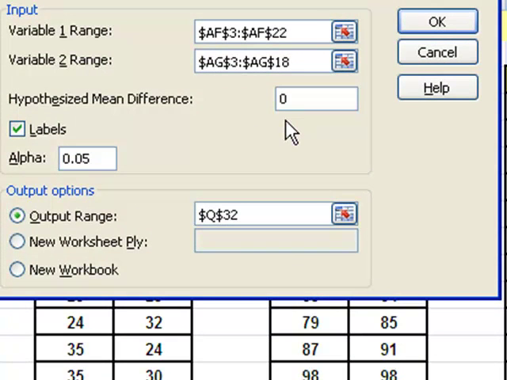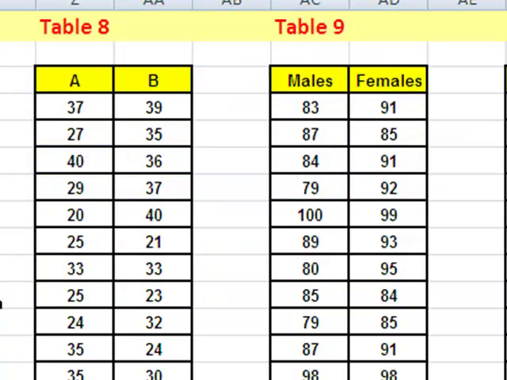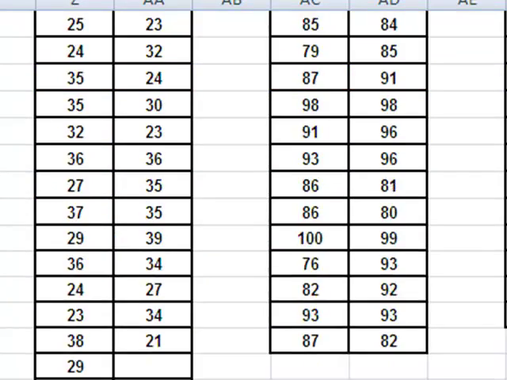and then my hypothesized mean is going to be that there is no difference, so that's going to be a 0. I did include the labels, so I have a check mark. My alpha level or level of significance is 0.05, and I'm going to put my output in Q32. So I click on OK, and I scroll down and examine the results in Q32.